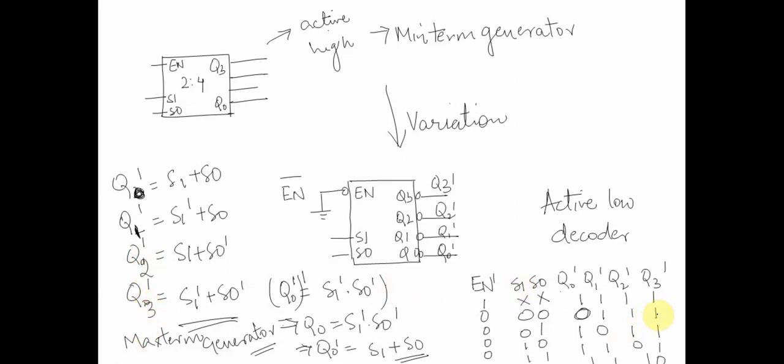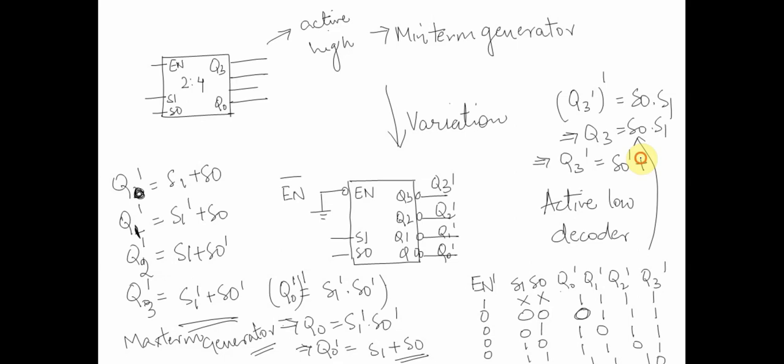The other way of deriving this would be to look at Q3. Q3 bar is 0 over here, so Q3 bar whole bar, which is 1, is equal to S0 dot S1. This implies Q3 is equal to S0 into S1, and Q3 bar is the not of this, S0 bar plus S1 bar. So these are the correct expressions, and we saw that the active low decoder could be used as a max term generator.